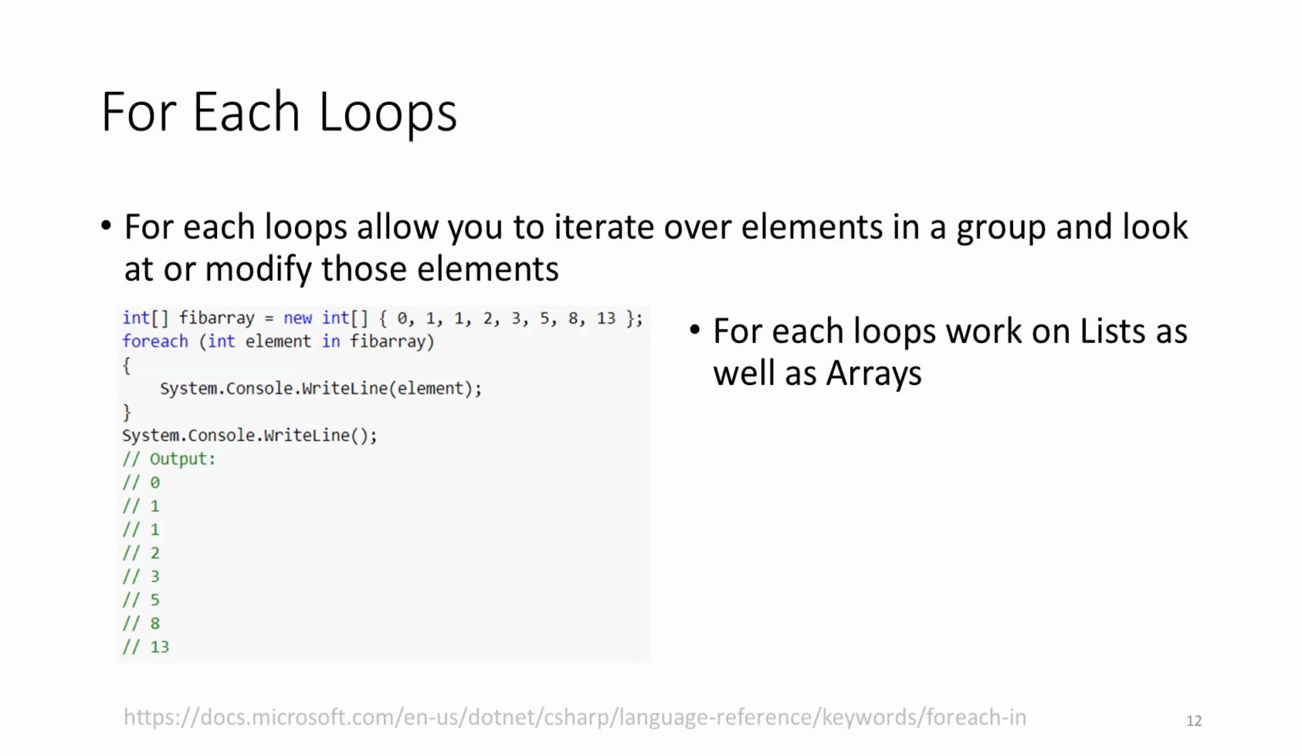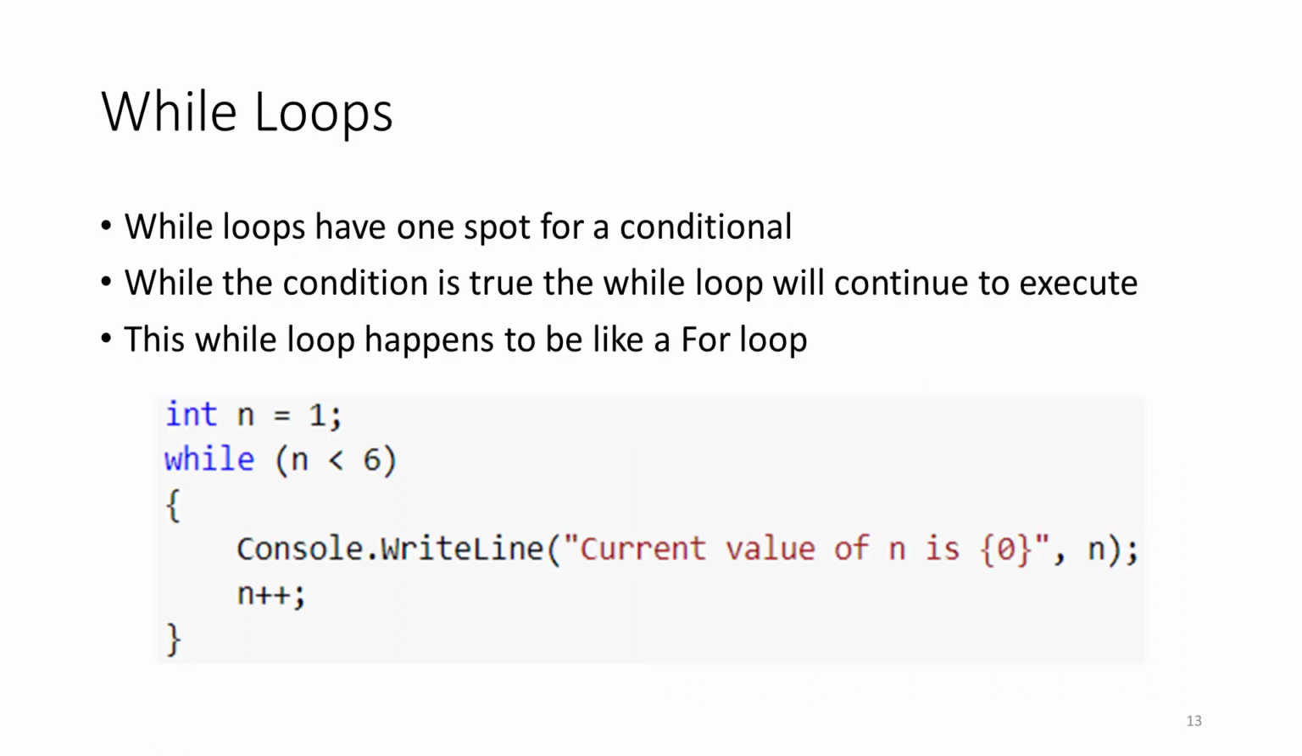Per iteration of this for each loop, it is taking the next number in the array and putting it in the variable named element, and then running the code within the for each loop with that new value. While loops are another way to do a block of code multiple times. While loops contain one conditional, and while that conditional is true, the while loop will execute.